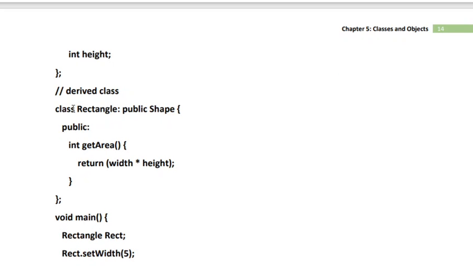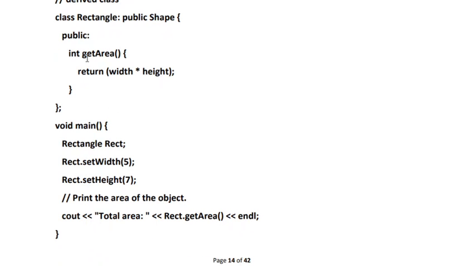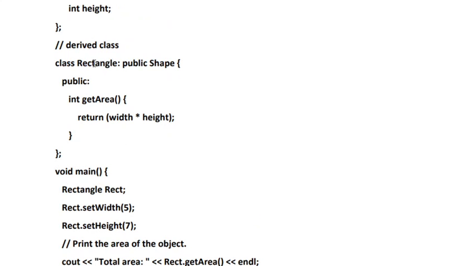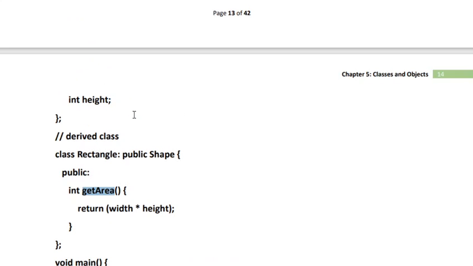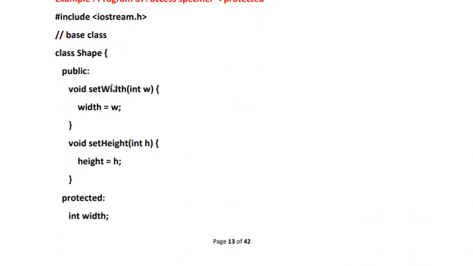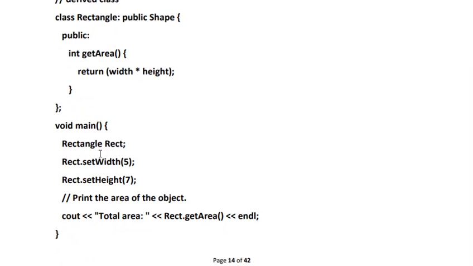Now just see what I've done. I've derived a class called Rectangle from the base class Shape, and I have a public derivation. In the class Rectangle, I have a member function called getArea, which returns the product of width and height. Now it has inherited the behaviors from the base class as well. What are the inherited behaviors? The inherited behaviors are setWidth, setHeight, and the protected members width and height. In addition to the inherited behavior, it has its own additional behavior, that is getArea.